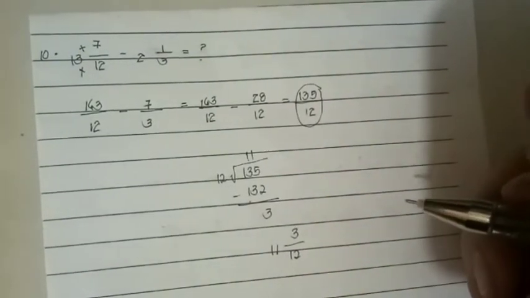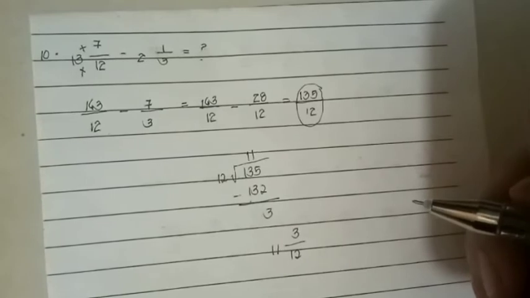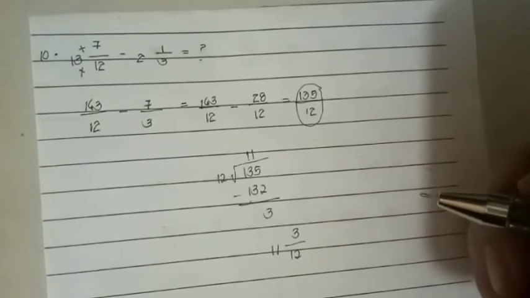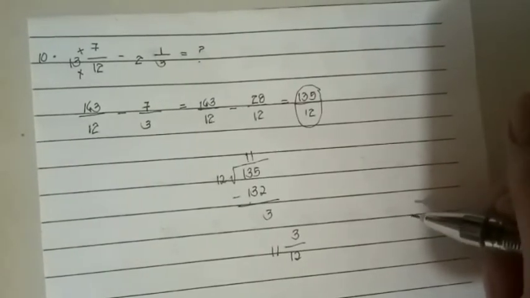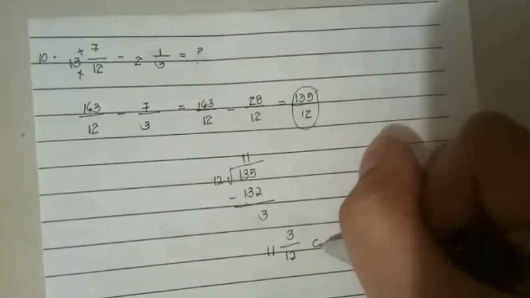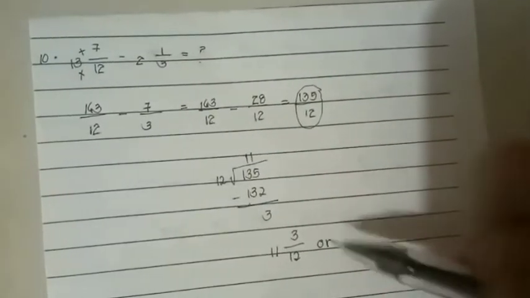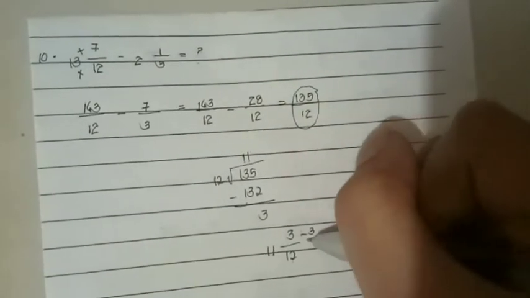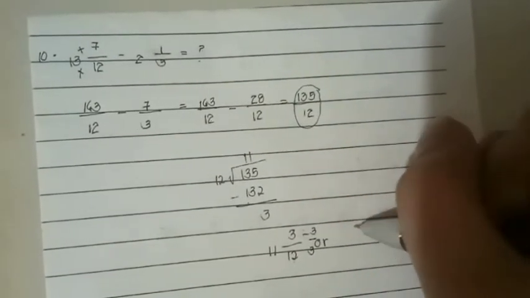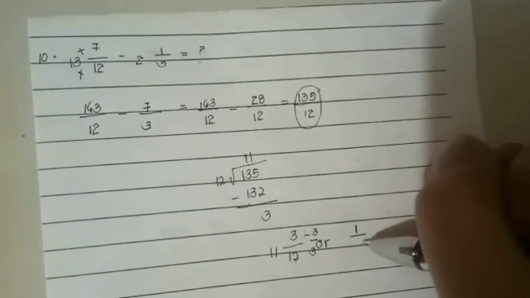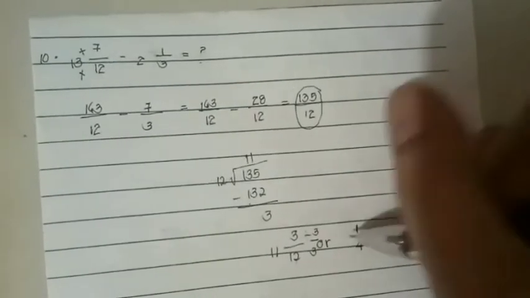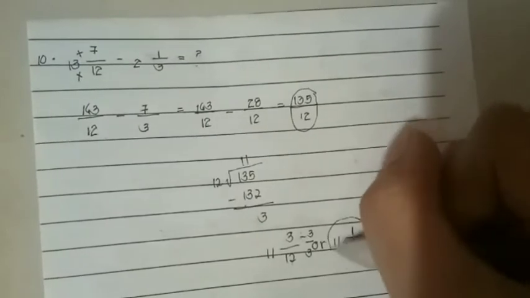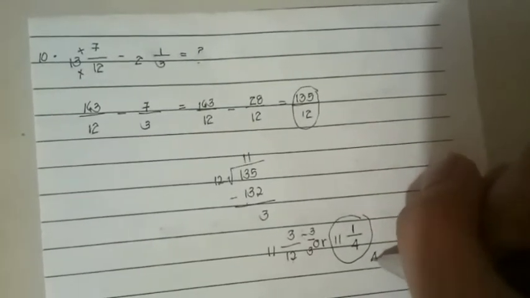Kung mapapansin nyo, wala pa to sa choices, kasi yung nasa choices is naka-lowest term. So, kailangan natin i-lowest term to. I-divide lang natin yung numerator and denominator sa 3. So, 3 divided by 3 is equal to 1. 12 divided by 3 is equal to 4. So, our final answer is 11 and 1/4.